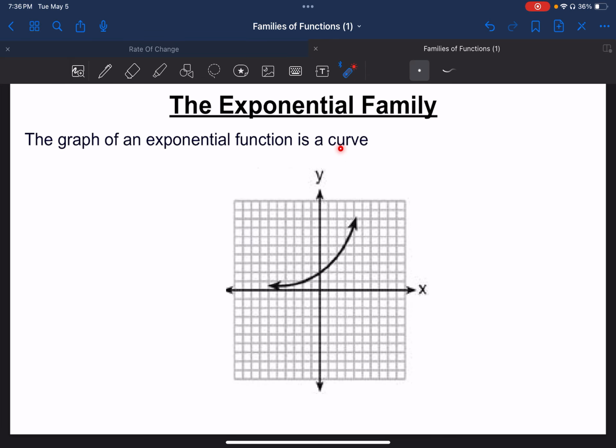So the graph of an exponential function looks like a curve. So if you see, we have a curve here. It's going like this. An exponential function can also be a curve going down this way. But notice it's not a straight line. It's not a straight line like a linear, and it's not a U like a quadratic. And we'll talk about quadratic in a little. But the exponential function is a curve, like the start of a roller coaster.